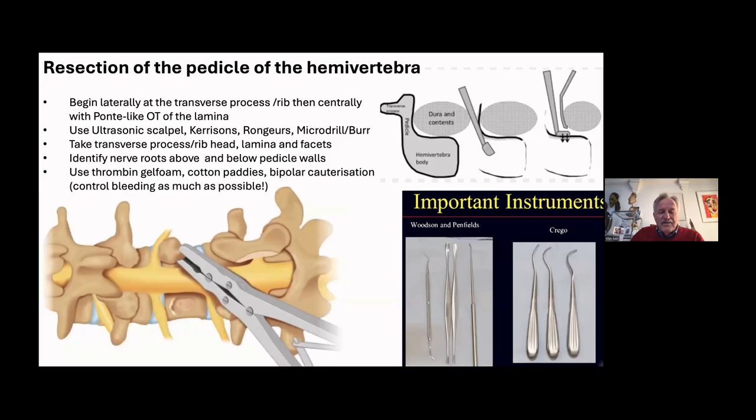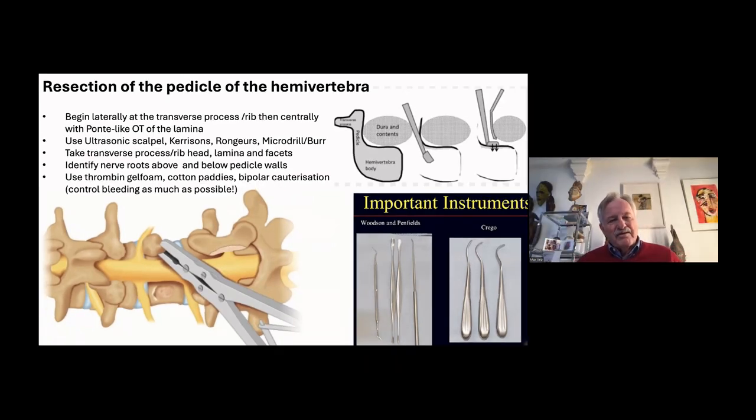Now, the resection of the hemivertebra, this is a technical standardized issue. I think you have to identify the pedicle which one you want to resect, and you have to isolate it by cutting down the transverse processes and partially the ribs sometimes. And you may use some sort of like a ponte osteotomy of the lamina to free this vertebra, to isolate the pedicle. You can use, of course, the conventional kerrisons, rongeurs, or microdrills. Some people today, they use ultrasonic scalpel. We don't use that.